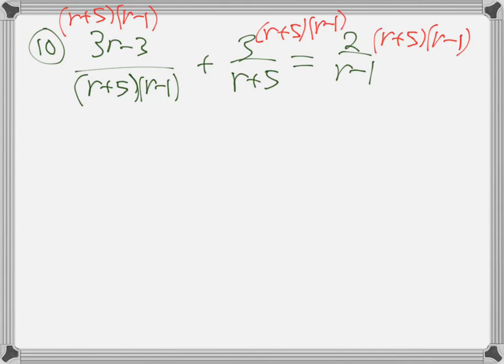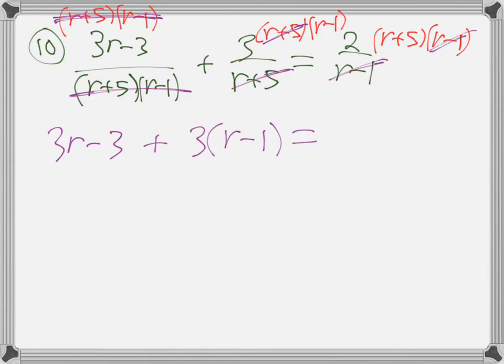All right, so what is going to be... So this cancels this, huh? And the whole 3r minus 3 just drops down. Here, r plus 5 cancels r plus 5. Over here, r minus 1 cancels r minus 1. Do you see that? A lot of stuff canceled, and I just bring down what's left over.